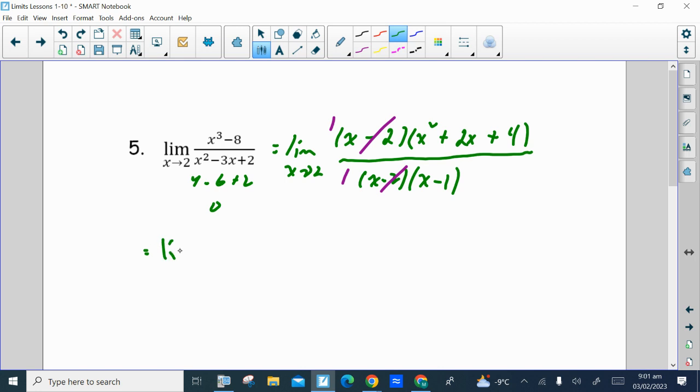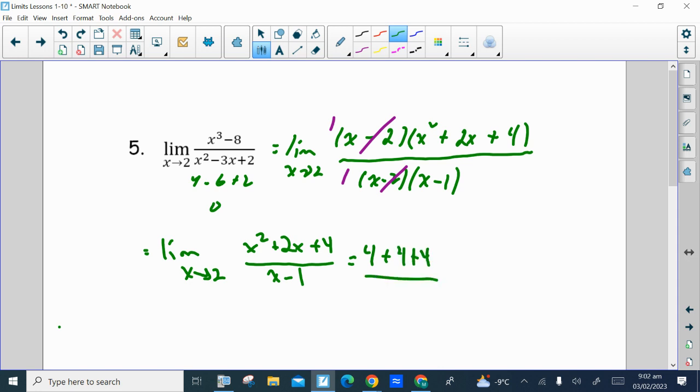So we're left with the limit as x approaches 2 of x squared plus 2x plus 4 over x minus 1. Now we have a non-permissive value of 1, but it doesn't matter because we want to find the value of this limit as x approaches 2. So now we can do it by substituting 2 into what we have left. So 2 squared is 4, plus 2 times 2 is another 4, plus the last 4, over 2 minus 1. That gives us an answer of positive 12. So there's the value of that limit.